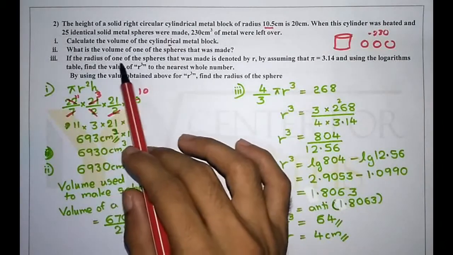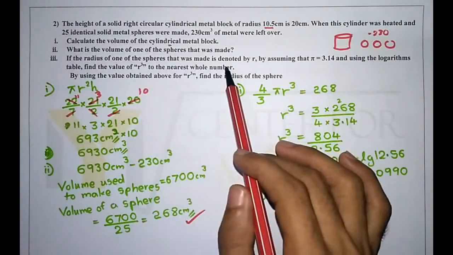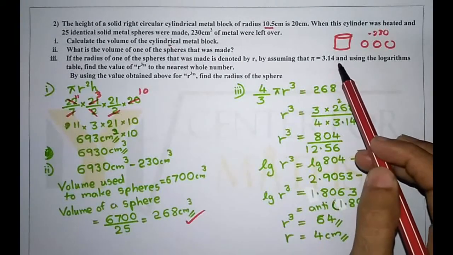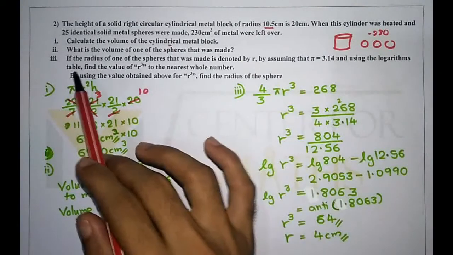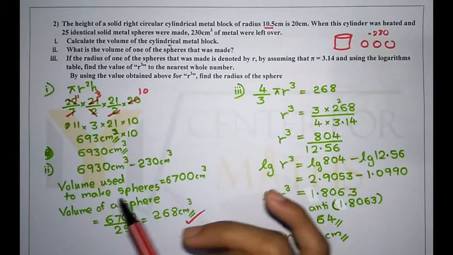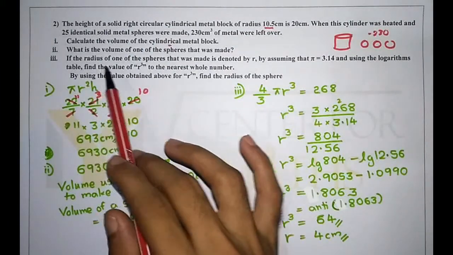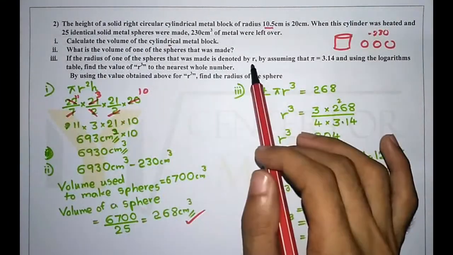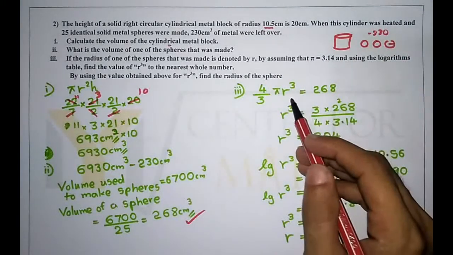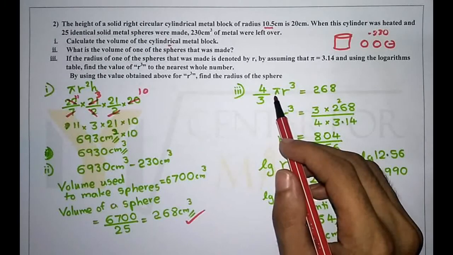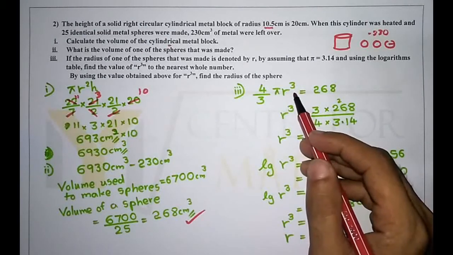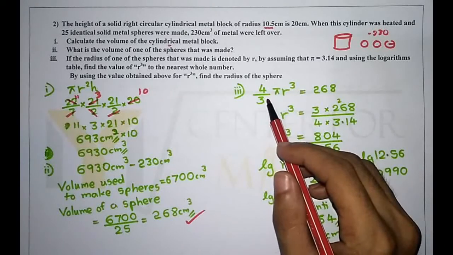And now we'll read the third one. If the radius of one of the spheres that was made is denoted by r, by assuming that pi is equal to 3.14 and using the logarithms table, find the value of r to the power 3 to the nearest whole number. So they are saying that the radius of one of the spheres that was made is r. They are asking us to substitute 3.14 for pi and to calculate the value of r to the power 3.